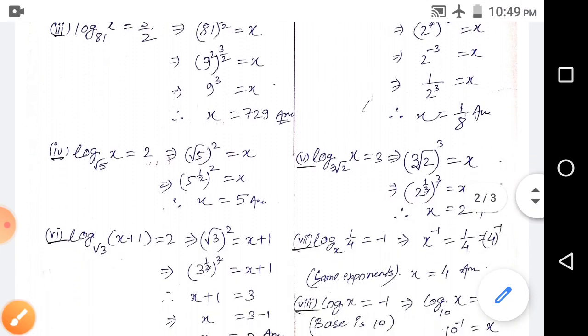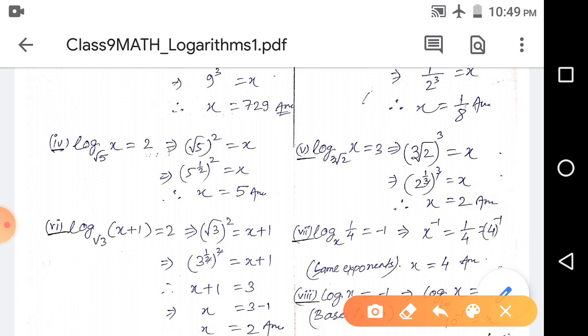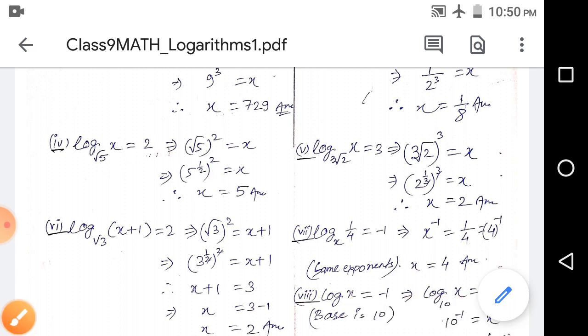Now the next, see here, log base root 5 of x equals 2. So root 5 with the power 2 is equal to x, and you know that root 5 means the power half, 1 by 2. So for square root 5, we can write (5 to the power 1 by 2) whole squared, and the powers are multiplied. So what is left here? Only 5 is left here. So x equals 5.